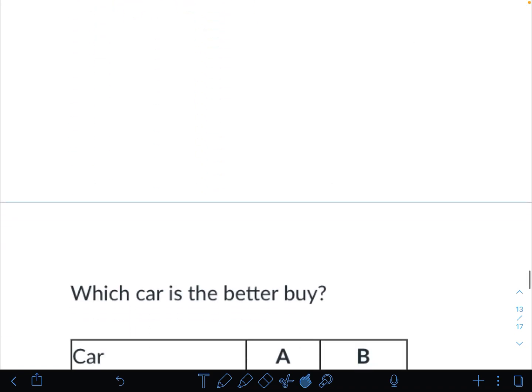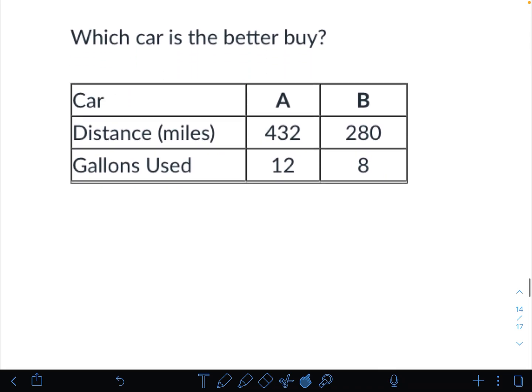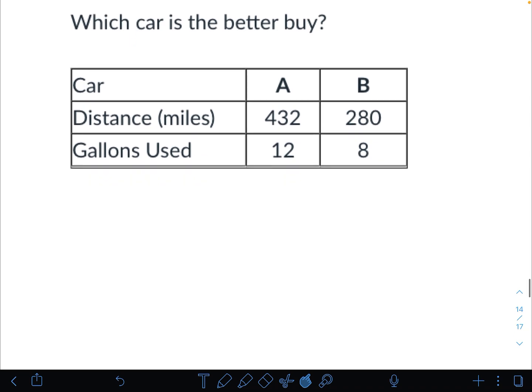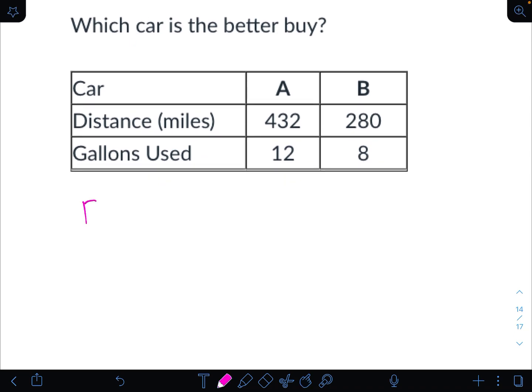Okay, now it could look differently. Maybe there's no clean numbers that go into them like this. If that's the case, well, then you got to say, okay, I have car A, so I have distance and gallons, and that goes 432 into 12. Okay? Now you can always estimate. You could say, well, if I double 8, I get 16. If I double 280, then I get 560. That doesn't tell me very much.